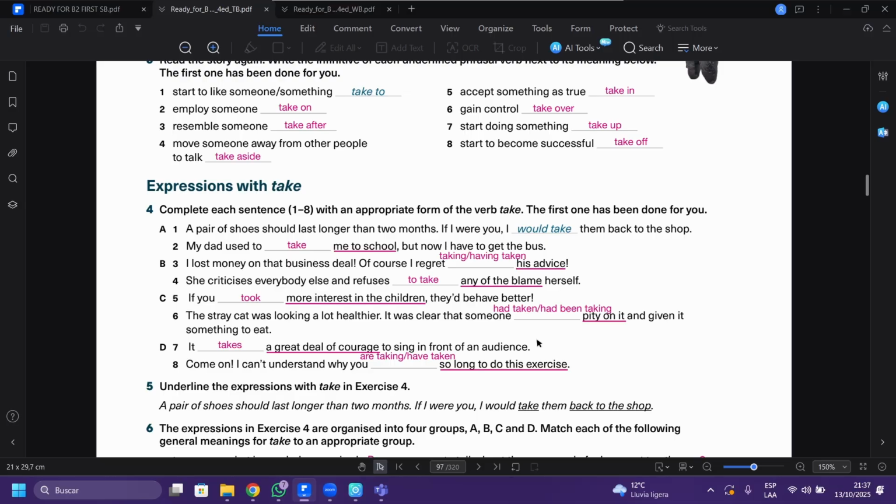This is the past perfect, the past perfect and the past perfect continuous. Taking someone. The first one, hubiera tomado, it could be. And the second one, hubiera estado tomando. Okay? Just like this.